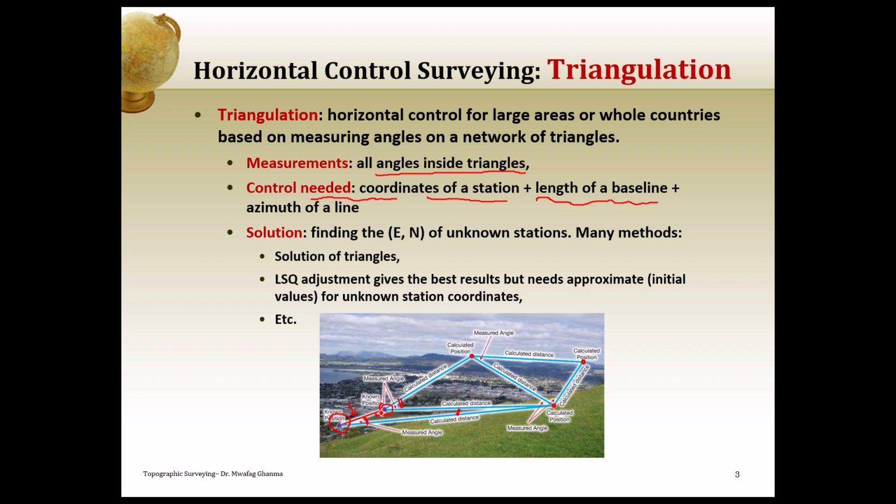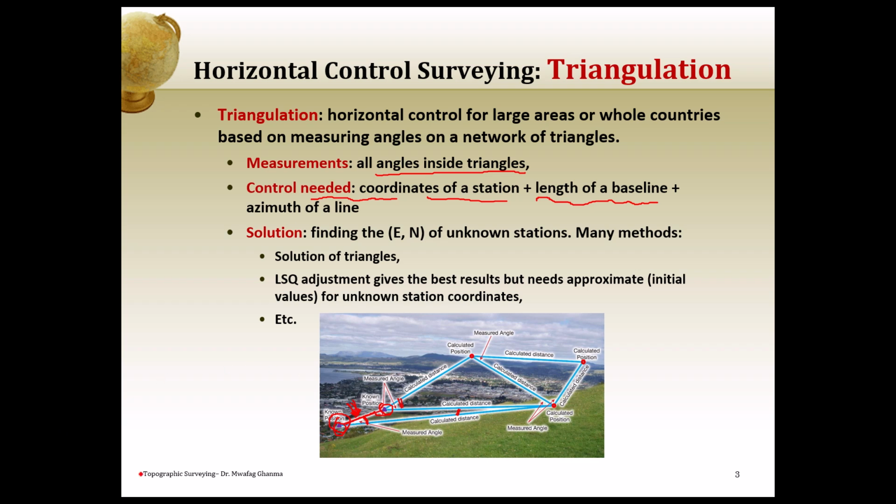In this case, we have two control stations. If we have two control stations, then we do not have to measure the distance between them. We can find the distance using the difference in the coordinates. Also, we don't have to measure an azimuth. We can find the azimuth from the coordinates of these two control stations. But otherwise, we can have just one control station, the azimuth of the first line, and the length of this baseline.